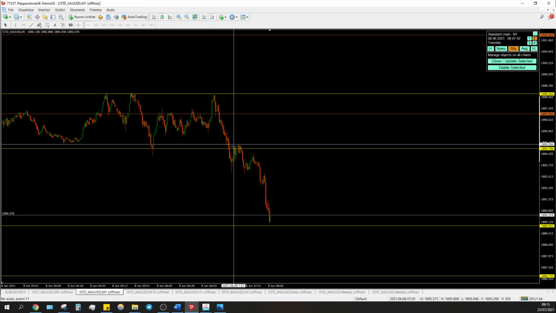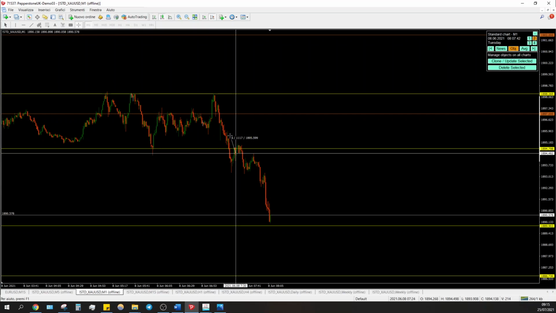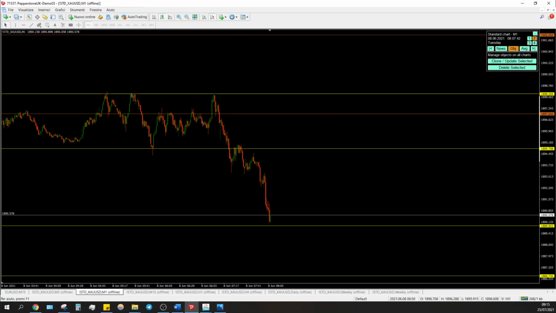Just stop loss above here. Let's say you want it here. This is 10, 11 pips. And in 30 minutes, you get to your take profits.